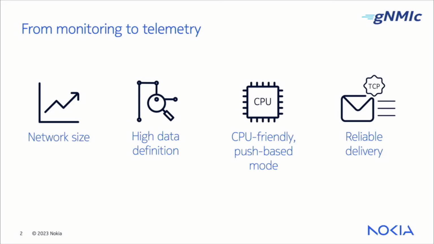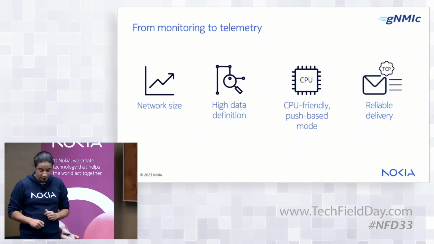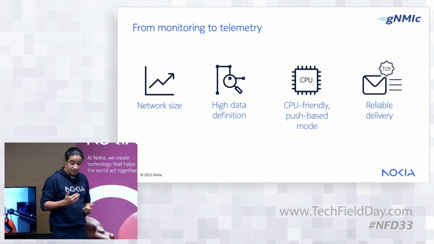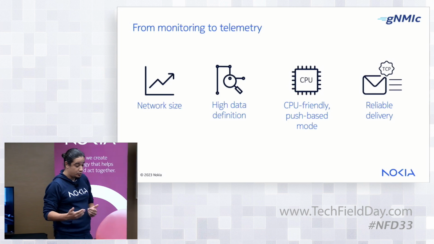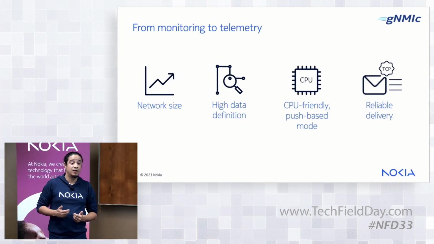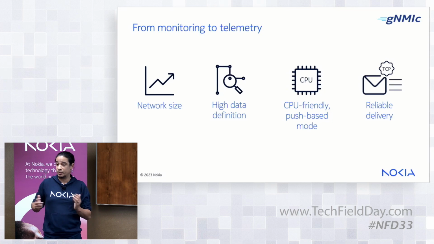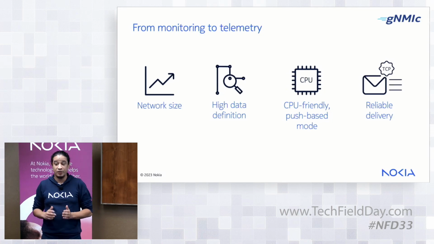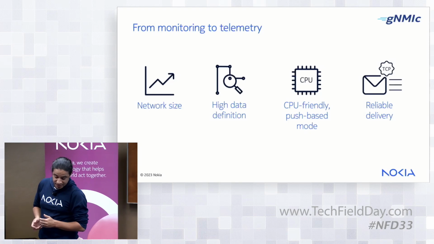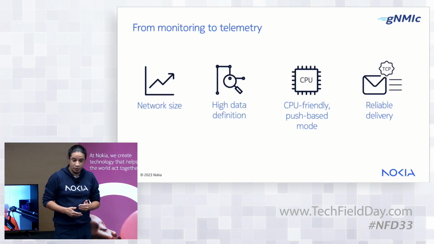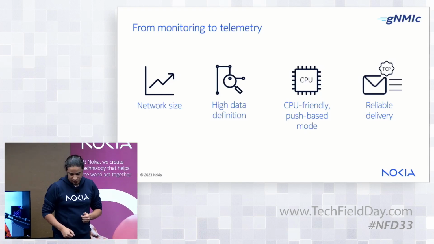gNMI solves that by reversing the way we collect monitoring data, or telemetry. Instead of pull mode, we switch to a push-based mode to allow the routers to decide when and how to send the data that was requested. And with features like closed-loop automation and alerting, we need better ways of delivering that data towards the collectors and the management system. We need reliable delivery, and gNMI achieves that using TCP transport, or to be more exact, gRPC transport.